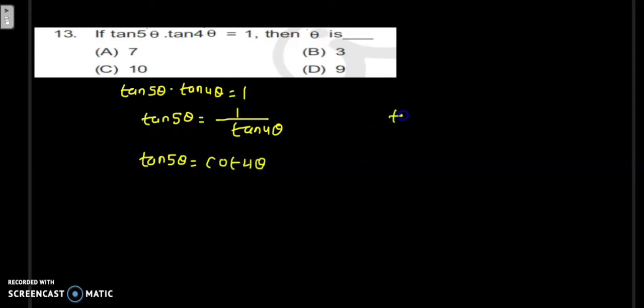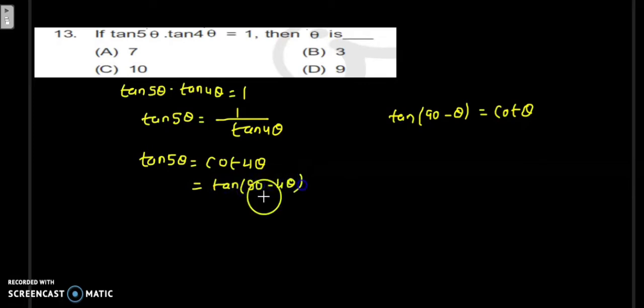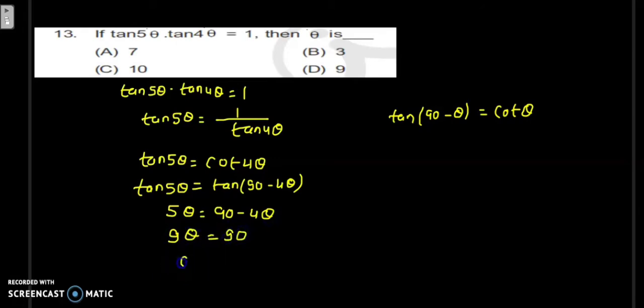Now we know that tan of 90 minus theta will be cot theta. We are going to use this property. Now cot 4 theta we can write as tan 90 minus 4 theta, so tan 5 theta equals tan 90 minus 4 theta. Now compare the angles: 5 theta is equal to 90 minus 4 theta. Transfer this side, 9 theta is equal to 90, theta equal to 10 degrees. You have to find theta. Option C is your answer.